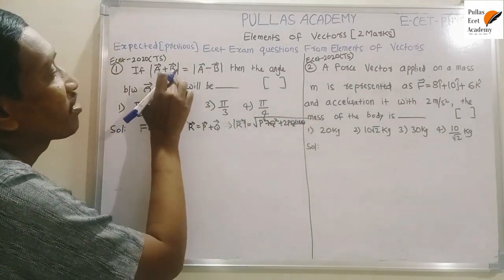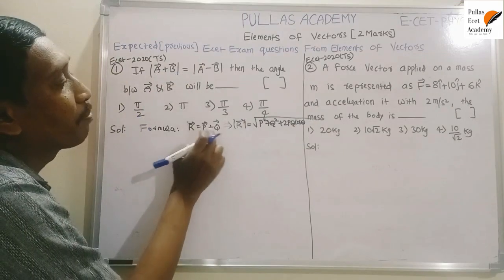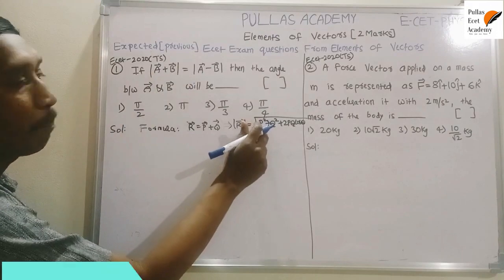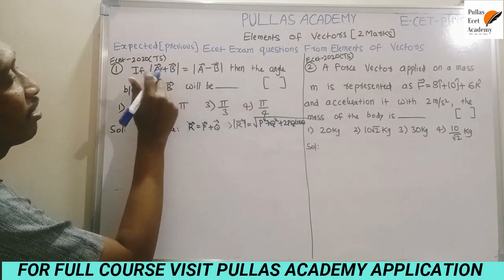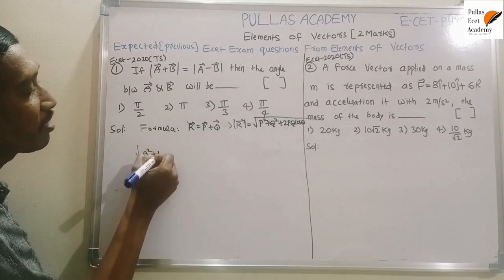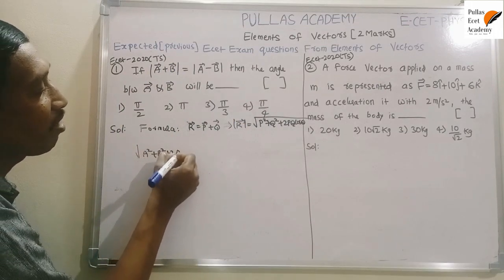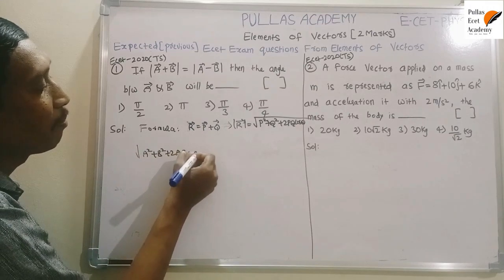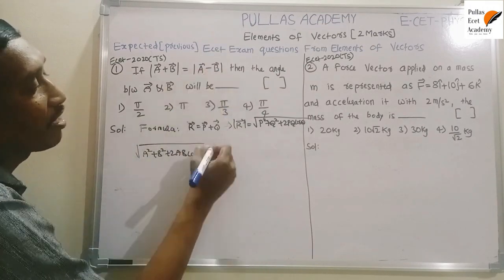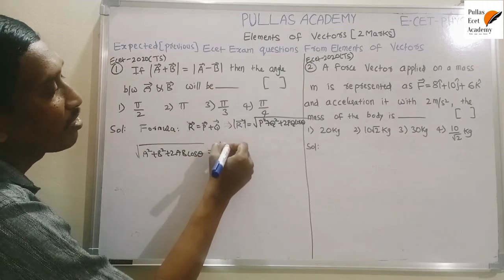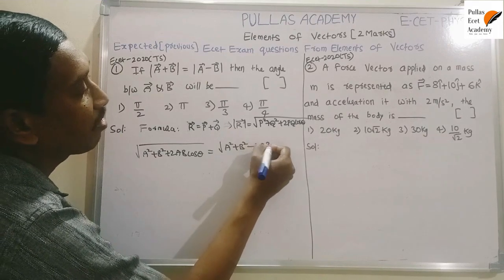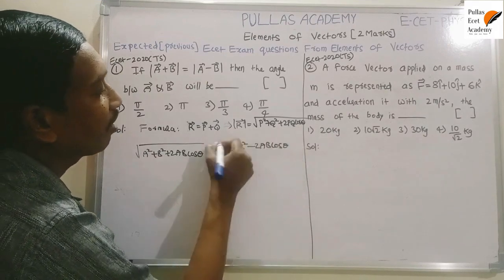Here a bar plus b bar stands for c bar. That means instead of p bar and q bar, here we have a bar and b bar. In the same way, if you apply this principle, modulus of a bar plus b bar stands for under root of a square plus b square plus 2ab cos theta. This is the formula based on the parallelogram law. Modulus of a bar minus b bar is also the same formula: under root of a square plus b square minus 2ab cos theta.